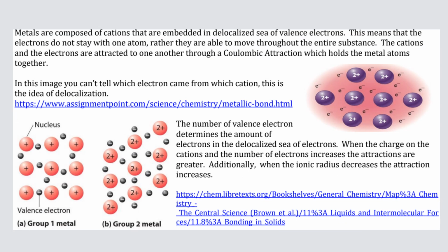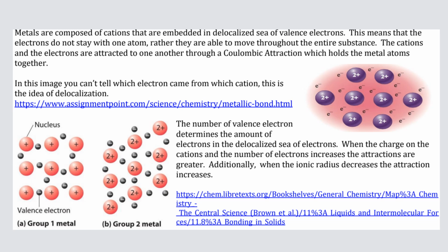Metals are composed of cations that are embedded in a delocalized sea of valence electrons. This means that electrons do not stay with one atom, rather they're able to move through the entire substance. The cations and the electrons are attracted to one another through a Coulombic attraction, which holds the metal atoms together. In this image, you can't tell which electron comes from which cation. This is the idea of delocalization.